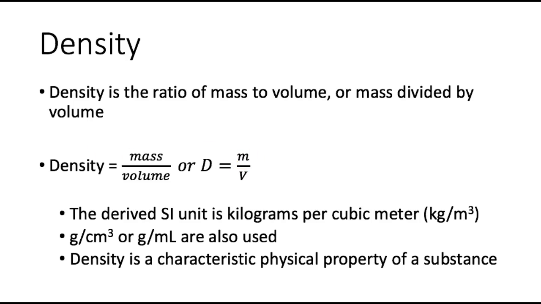The derived SI unit is kilograms per cubic meter, but we also use grams per centimeter cubed or grams per milliliter. And density is a characteristic physical property of a substance. It does not matter what the size of the substance is, the density remains the same. So if you have a sample of gold, it will have the same density if it's a small sample of gold or if it's a large sample of gold. It doesn't make any difference because that substance is gold, the density will always be the same.